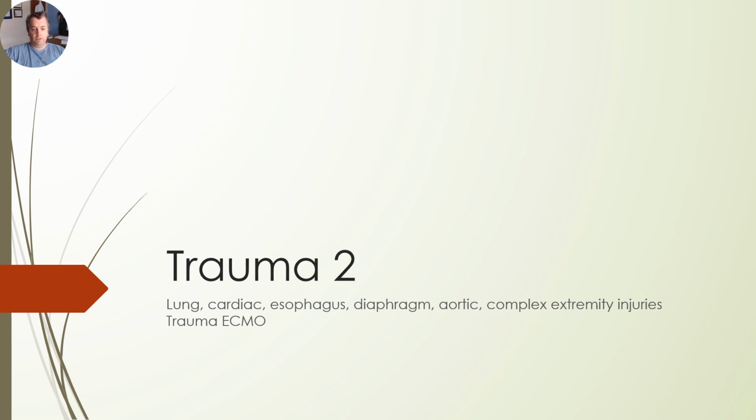Hello, and welcome to our second in the trauma series. This one covers some thoracic things: lung, cardiac, esophagus, diaphragm, aortic injuries, as well as complex extremity injuries, and a brief discussion of the use of ECMO for trauma patients.